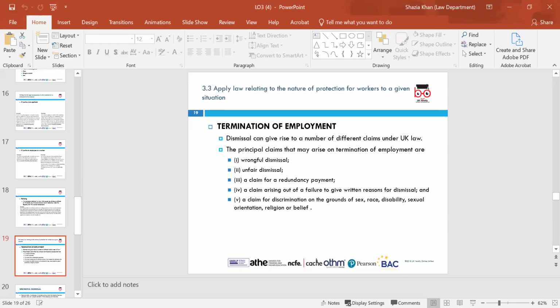So now we're going to go on to 3.3, and that looks at applying law relating to the nature of protection for workers to a given situation.